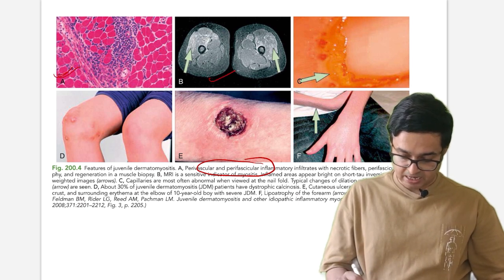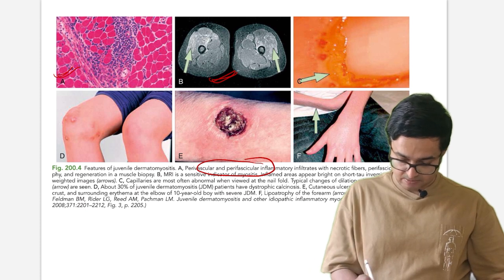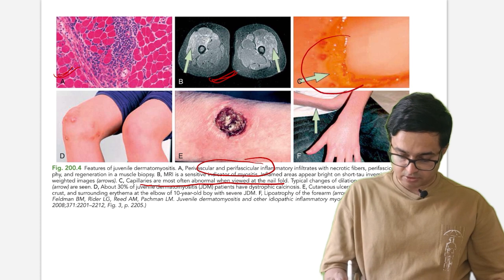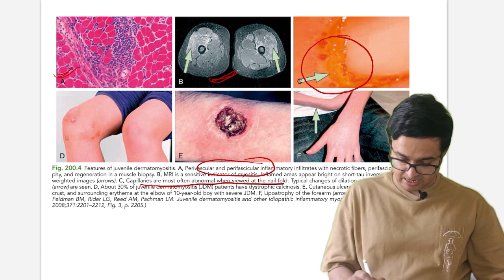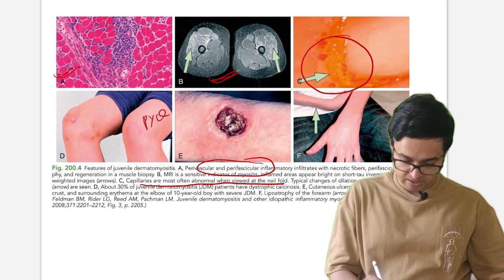Second, MRI suggestive of myositis. And third, this is important, capillaries are most abnormal when viewed at the nail fold. This is capillary abnormalities, and this image has been a repeated PYQ.